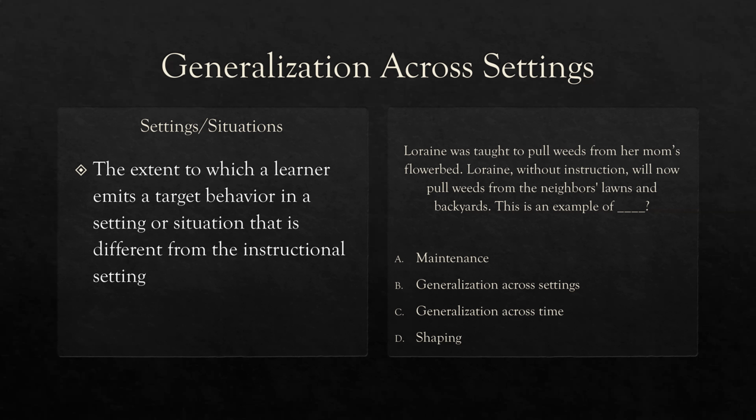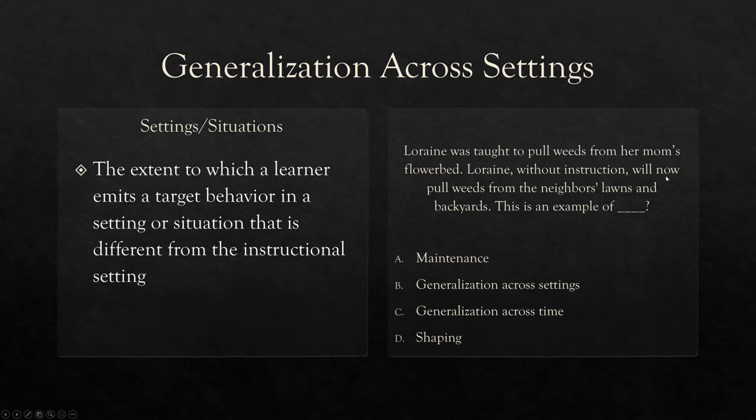So let's look at our question. Lorraine was taught to pull weeds from her mom's flower bed. Lorraine, without instruction, will now pull weeds from the neighbors' lawns and backyards. This is an example of blank. So let's break it down. Lorraine was taught to pull weeds from her mom's flower bed. Now, Lorraine, without prior instruction, goes and starts pulling weeds from the neighbors' lawns and backyards. What is happening with that response?